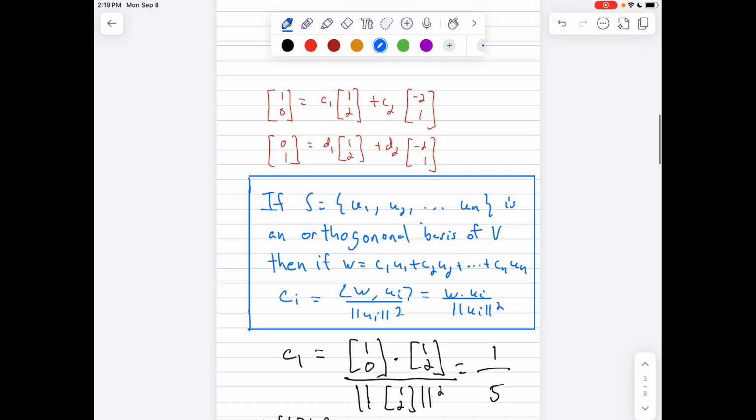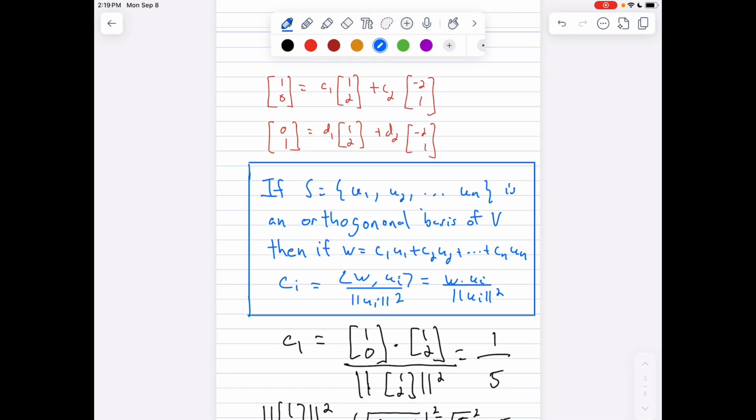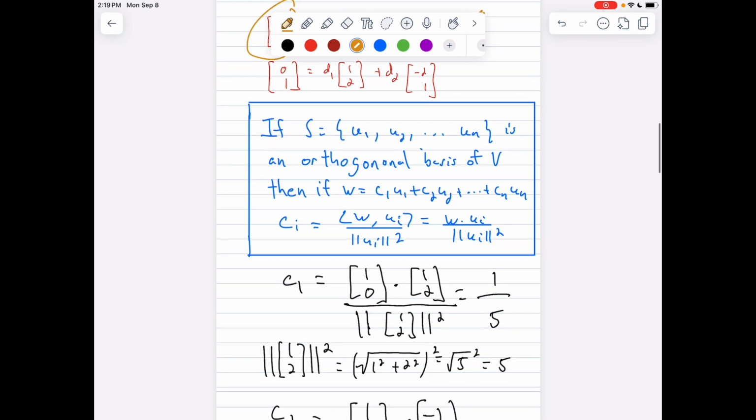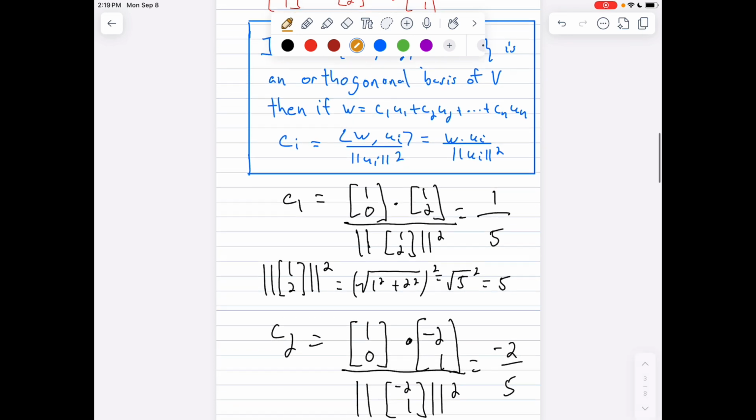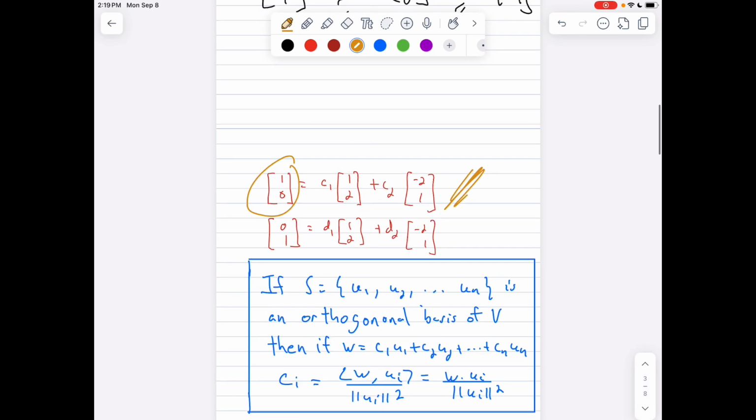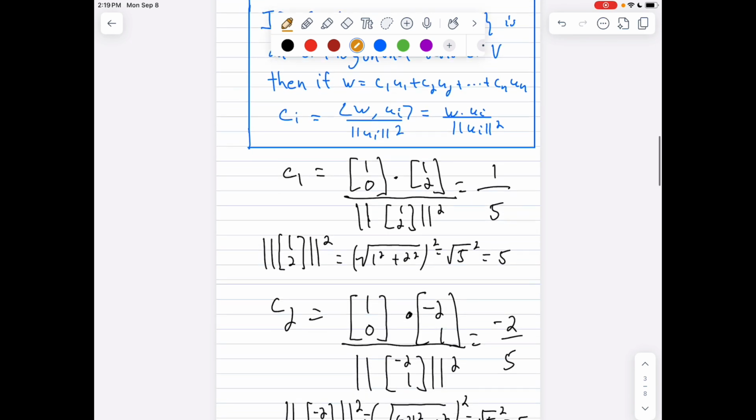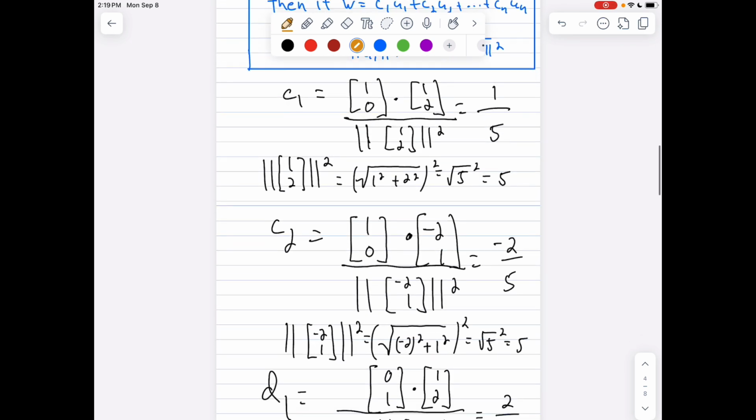So what I'm trying to get is this. If we go back to (1, 0) equals C1 (1, 2) plus C2 (-2, 1) right here, the way you get your first constant is you take the vector (1, 0) and dot it with (1, 2) and divide by the magnitude of that squared. That would give you 1/5. And if you want to get C2, you take (1, 0) and dot it with (-2, 1) over its magnitude squared, and you get -2/5.